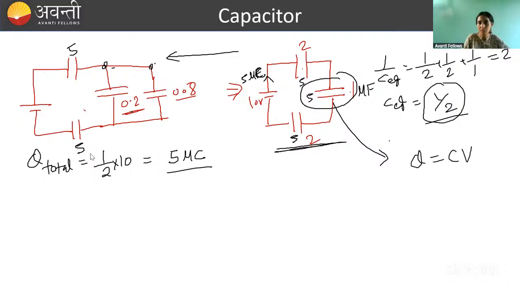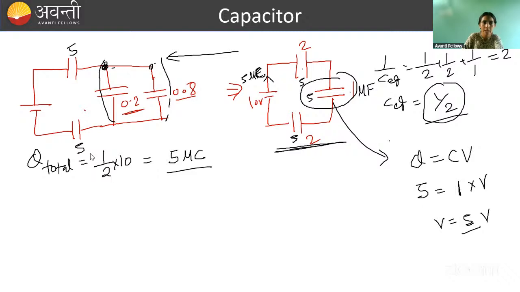Charge on this combination, total charge is how much? 5 C. Equivalent is how much? 1. Voltage will be how much? So voltage is your 5. Yes, it is here how much? It is 5, right? So this is 5 volt. Now, for this whole combination, the potential difference is 5 volt.